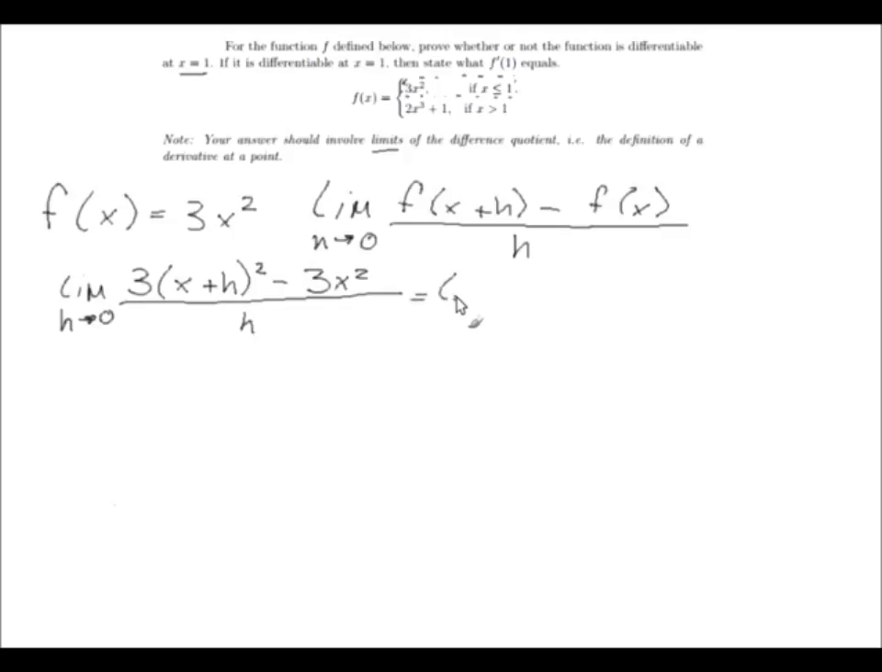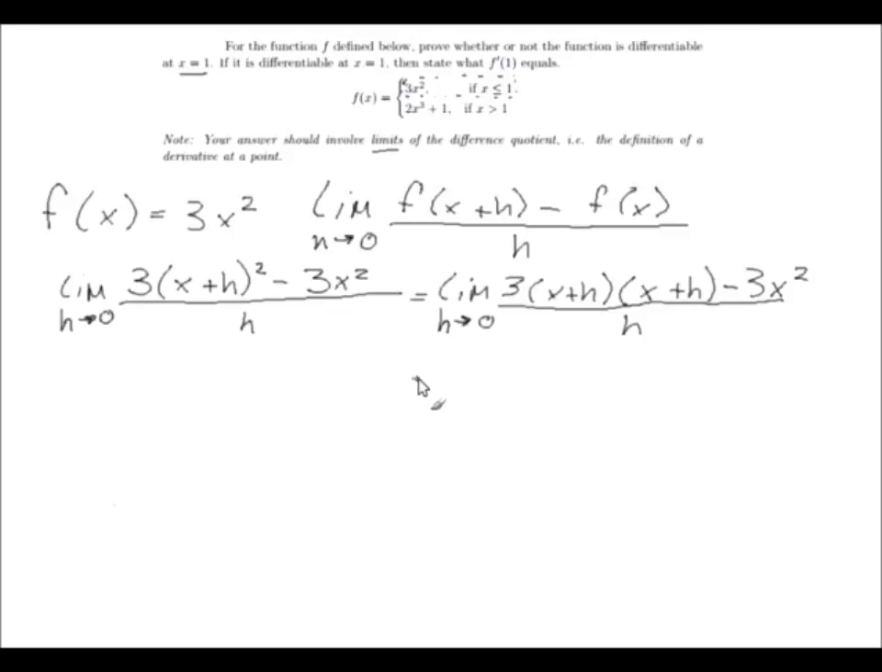So we have the limit as h approaches 0 of 3 times (x + h), and again (x + h). So pretty much I just expanded it. Minus 3x squared, all over h. Now I'm going to use my FOIL method to answer this.